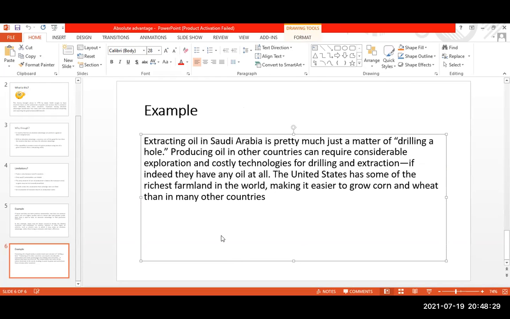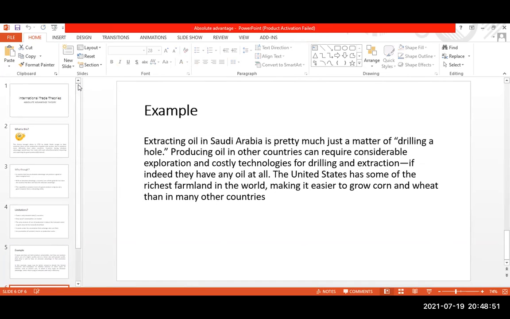invest more heavily in the agricultural sector to grow corn and wheat, because Saudi Arabia would still need wheat and corn, and the US would still need oil. So if you're the US, you invest more readily in the agricultural sector, and for Saudi Arabia, seeing that it's so easy to get the oil, what would be better is that they just focus on what they know best, and then they would trade, right?